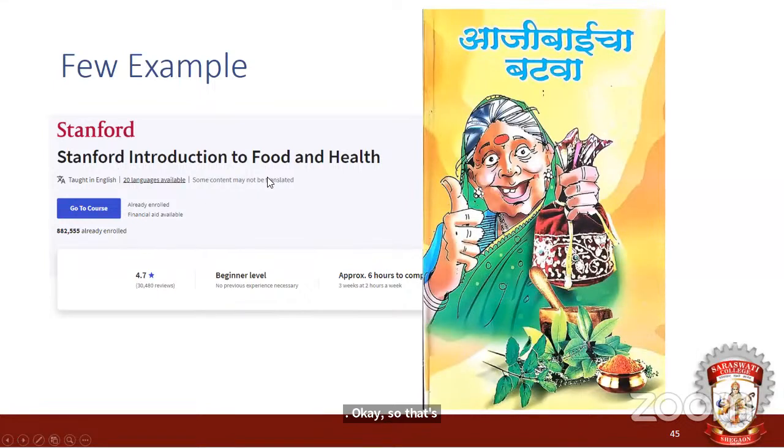Don't you think this paper has more knowledge than this course? Can I have your quick opinion? Do you agree? Aji Bhai's potli has more knowledge than this paper. The paper is published by Stanford. Mind you, the knowledge of Stanford University was in Aji Bhai's potli. Can I have quick responses? Only one response, only one person agrees.